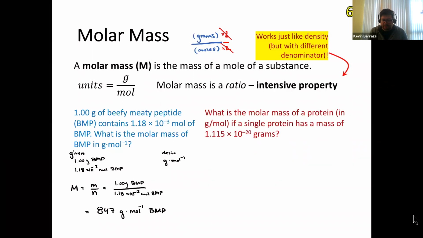What is the molar mass of a protein in grams per mole if a single protein has a mass of 1.115 times 10 to the minus 20 grams? So this is a little bit different because it's a single particle, and we know its mass in grams. Again, we can use units and dimensional analysis to guide us. We are given versus we desire.